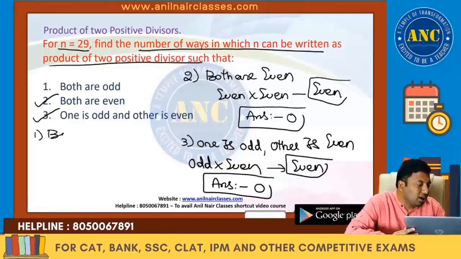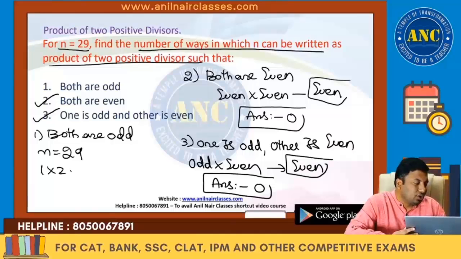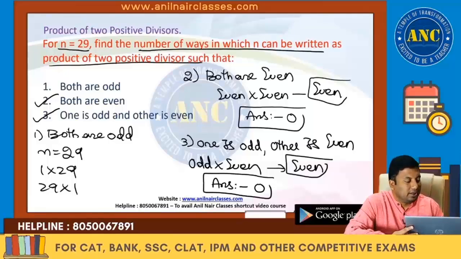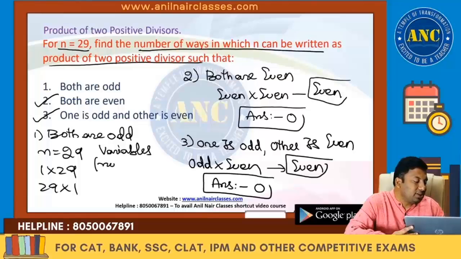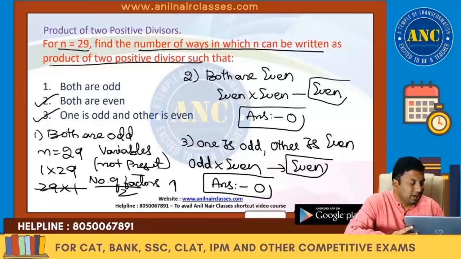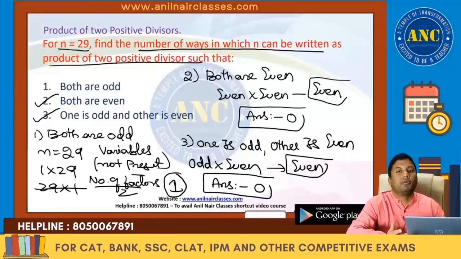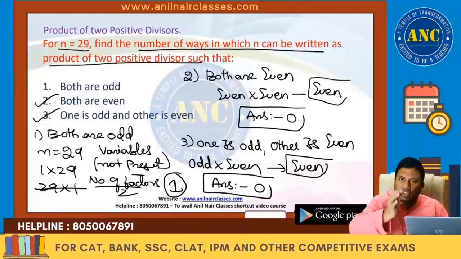First one, both are odd. So if n is 29, it can be written as 1 into 29 and 29 into 1. But variables are not present in the question. If variables are not present in the question, this is nothing but an unordered pair. Unordered pair is the number of factors divided by 2. Reverse cannot be taken. The answer is 1. I hope the idea is clear.